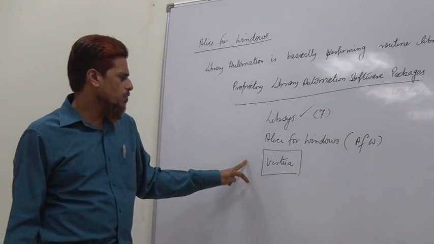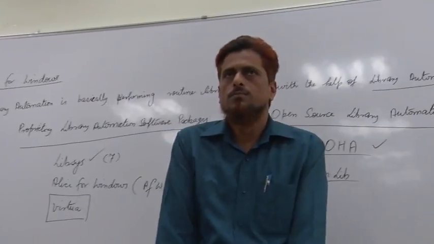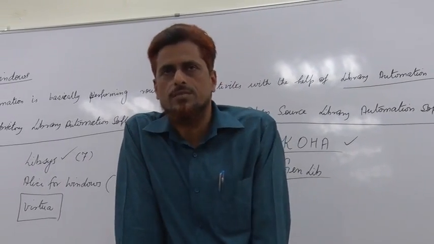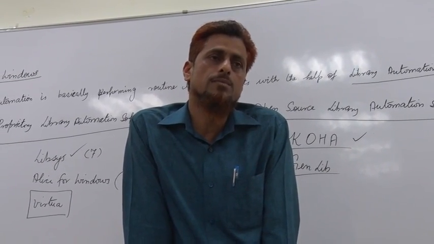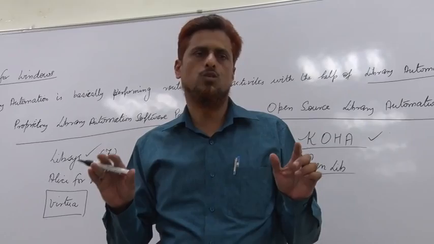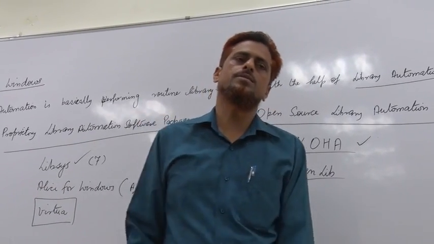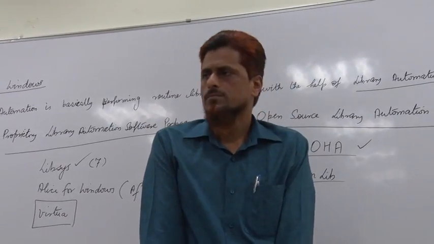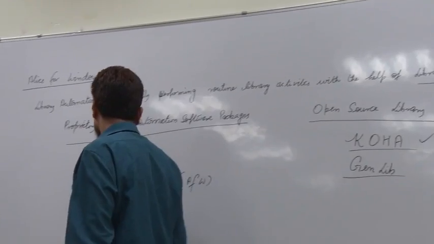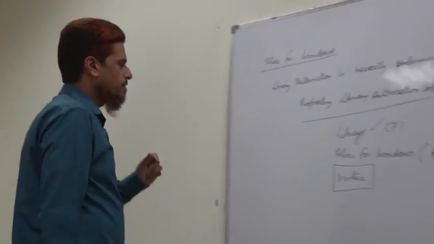However, this software could not gain popularity outside America. The reason I am going to tell you: Virtua is basically the only library automation software in which RDBMS Oracle is a must. What does it mean? It means that in order to run Virtua on your server, you need to procure RDBMS Oracle, Relational Database Management System Oracle. Oracle is quite costly, and because of this reason Virtua could not capture the market, particularly in developing nations.